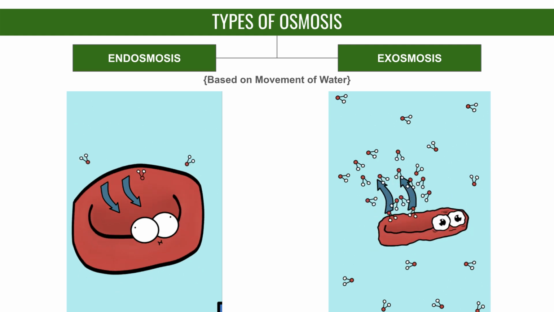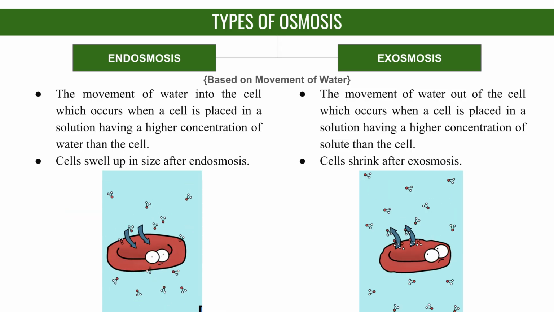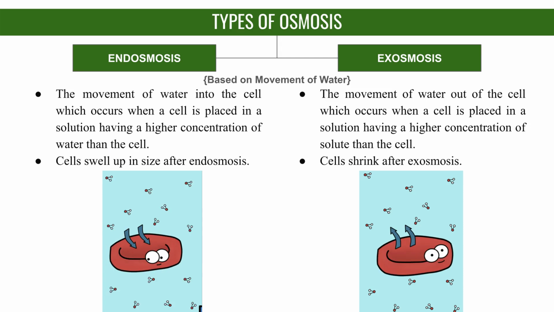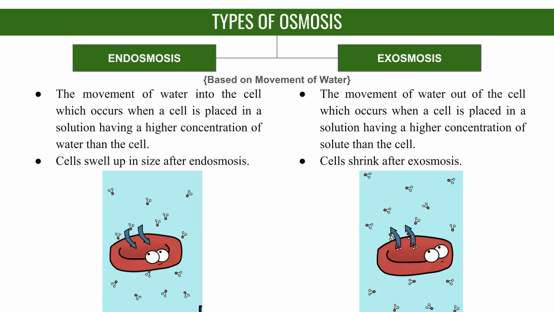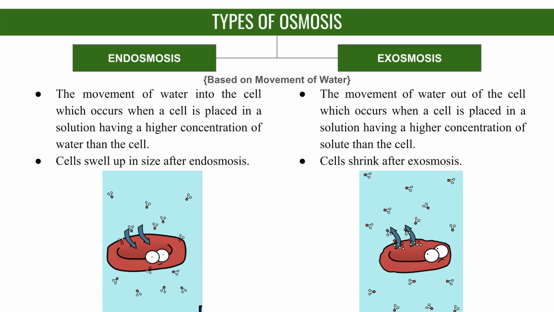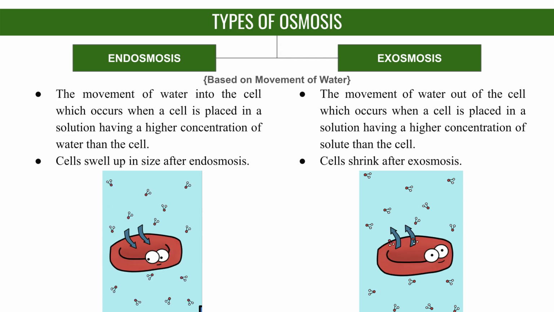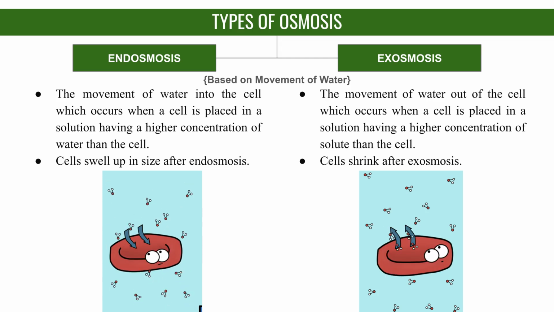Osmosis can be classified as endosmosis or exosmosis. Endosmosis is the movement of water into the cell, causing the cell to swell. This occurs when a cell is in a solution with a higher concentration of water than the cell. Exosmosis is the movement of water out of the cell, which causes the cell to shrink. This happens when the surrounding solution has a higher solute concentration than the cell.